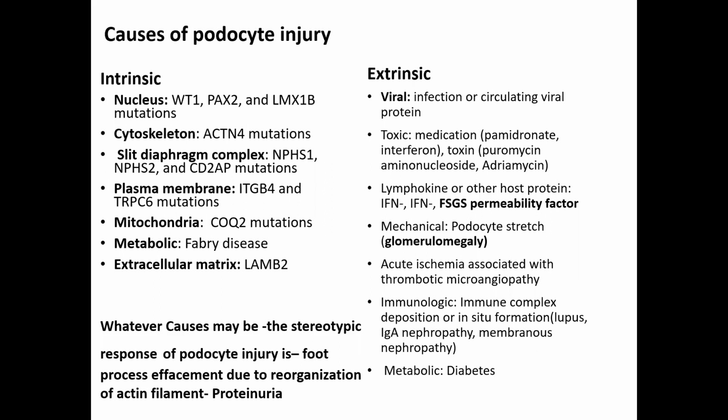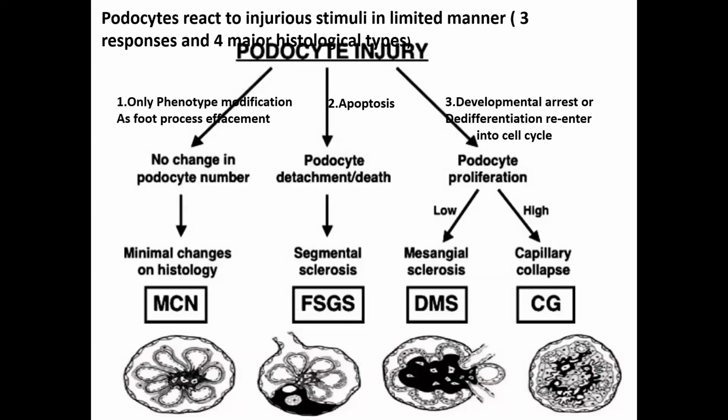So whatever the cause may be, the stereotypic response of podocyte injury is foot process effacement. The final response is foot process effacement due to reorganization of actin filament. So this foot process effacement leads to proteinuria. So these podocytes react to injury. Usually the major response is observed following injury to the podocytes, and subsequently the 4 major histological types are observed on light microscopy.